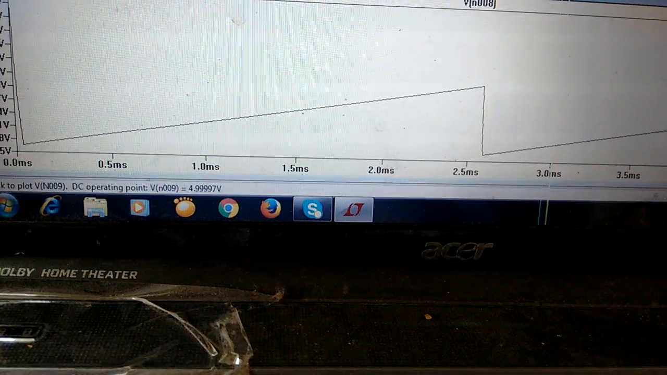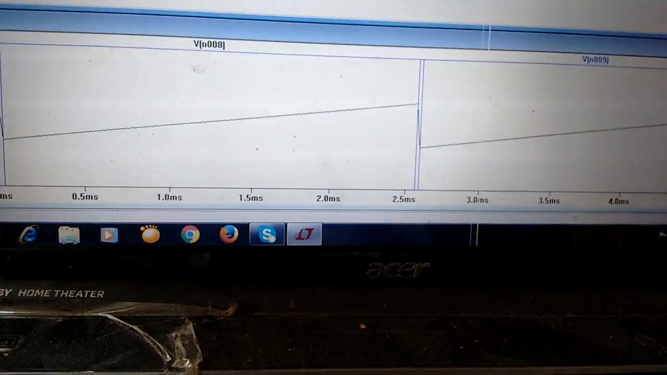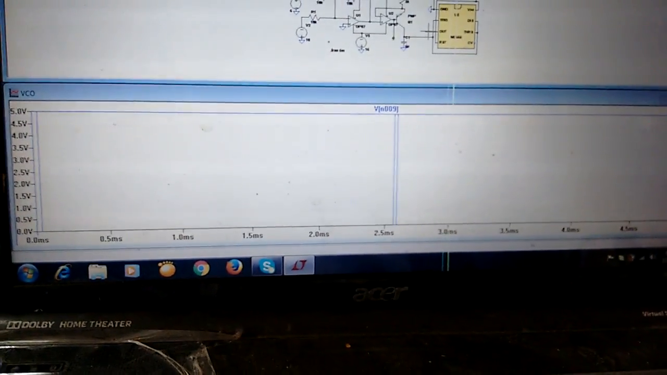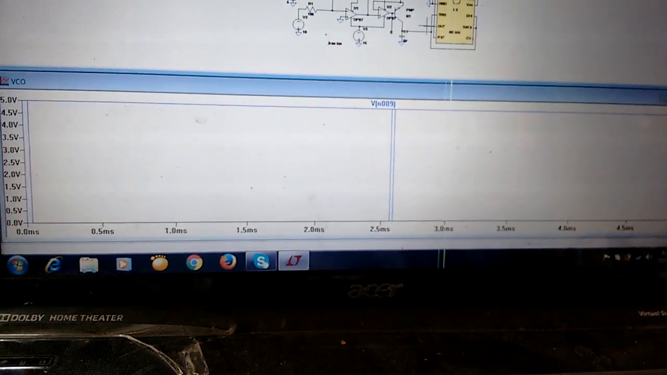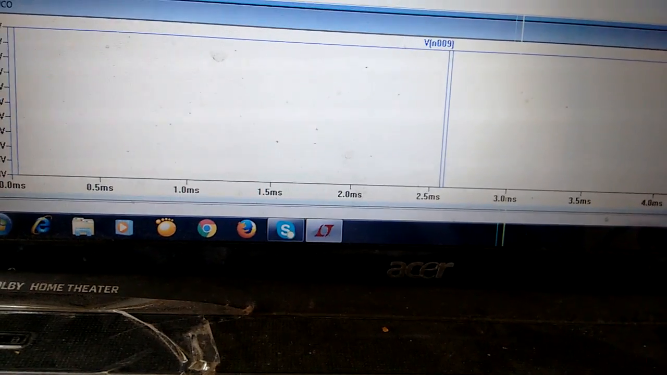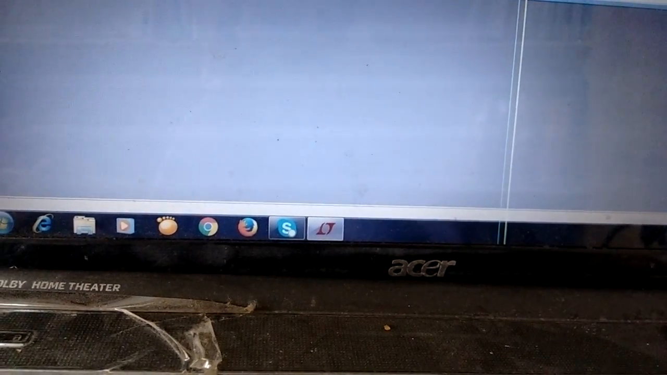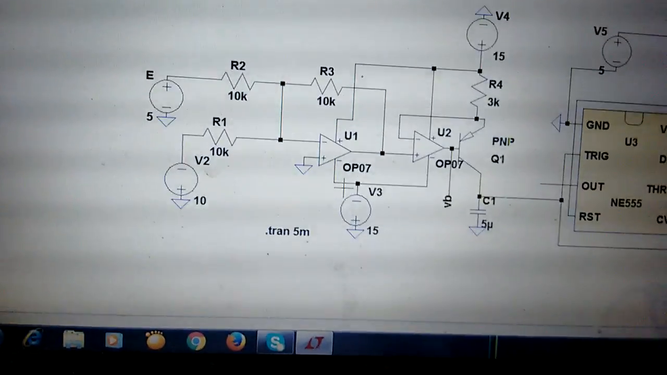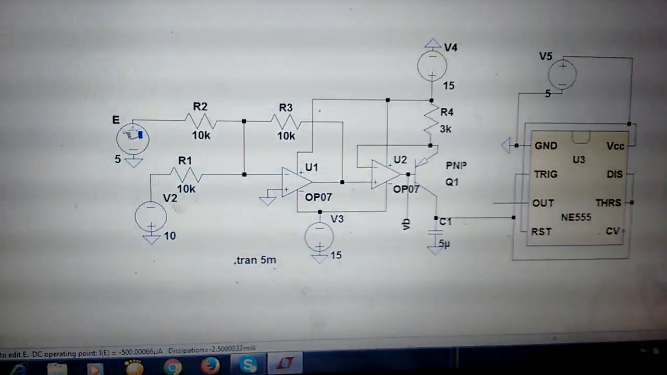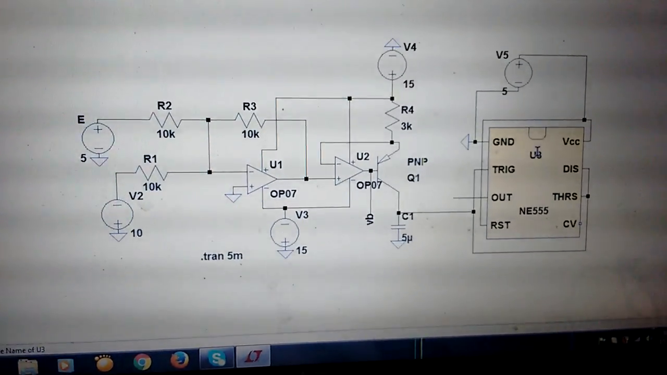If you see the output, it is generating very low frequency or very high pulse width. So this is how a voltage controlled oscillator or voltage controlled frequency shifter works, where this E controls the output frequency.